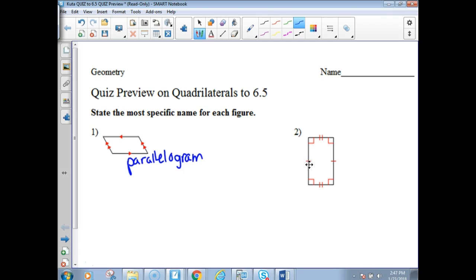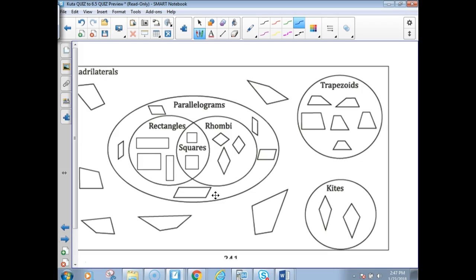The second one, what's the most specific way we can name it? That's rectangle. Okay, now, what do I mean by this? Well, there's a hierarchy that we just looked at. All of these in this whole big box are quadrilaterals. And then they're all just four-sided figures.